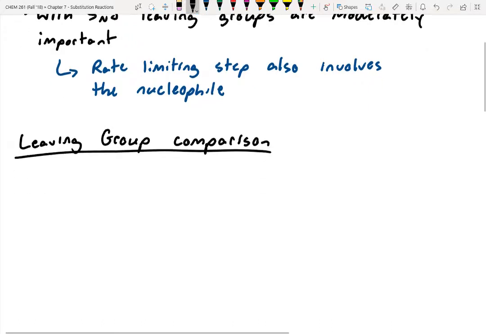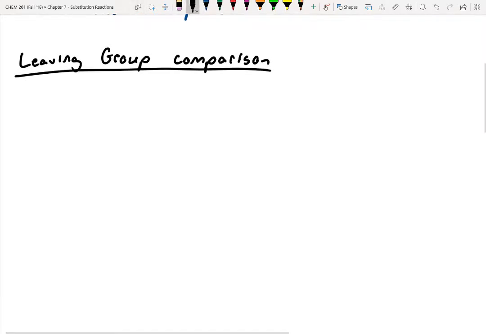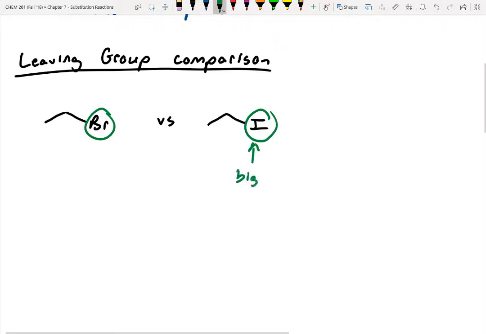All right, let's compare the following leaving groups. Which of these leaving groups is going to be better, bromine or iodine? Why? Bigger. All right, so a bigger anion once it falls off means it's more stable.